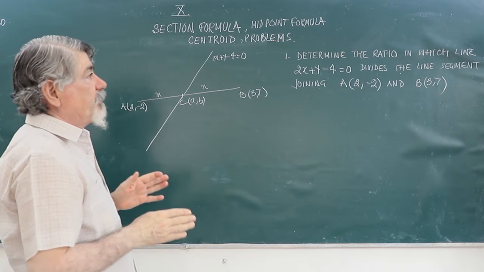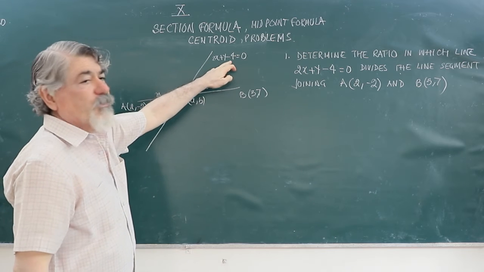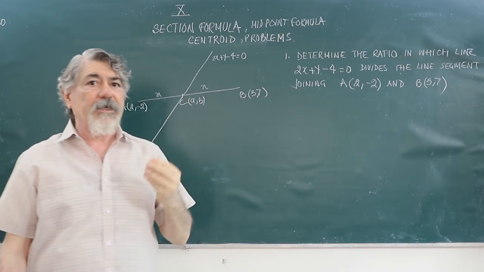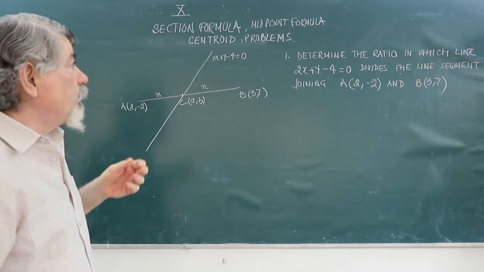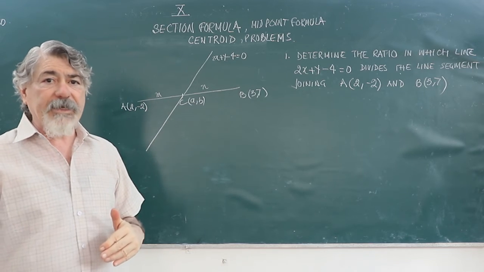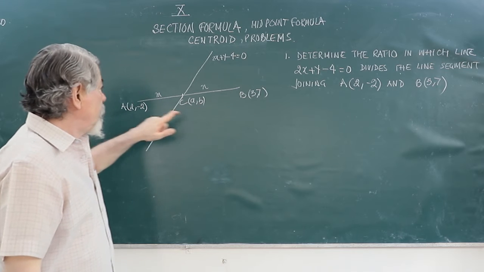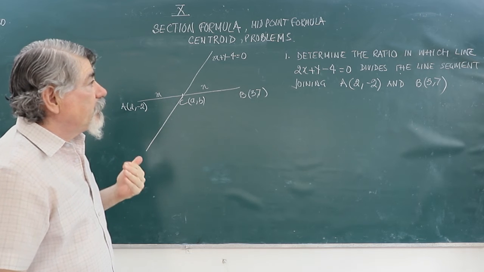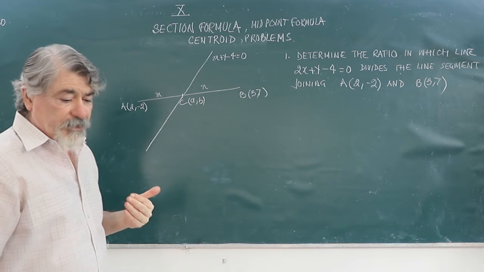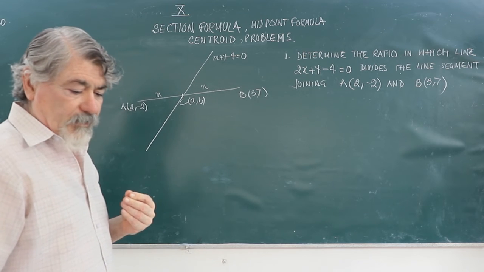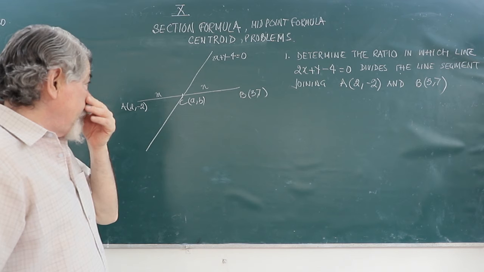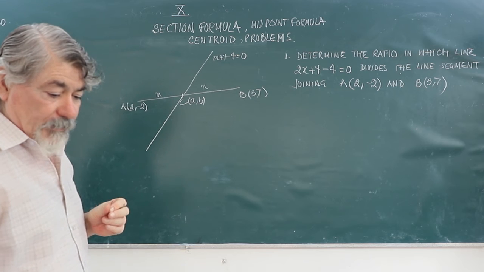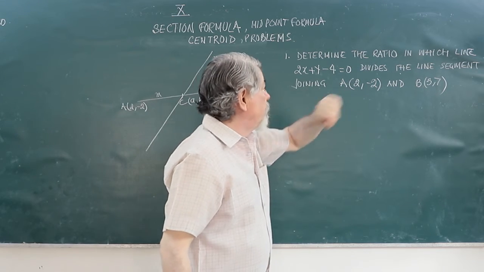The question is: determine the ratio in which the line 2x plus y minus 4 equal to 0 divides the line segment AB, where the coordinates of A are 2, minus 2 and the coordinates of B are 3, 7. He says it divides the line segment. In what ratio does it divide? First of all, we have to calculate the ratio in which it divides. So let us see. Determine the ratio.